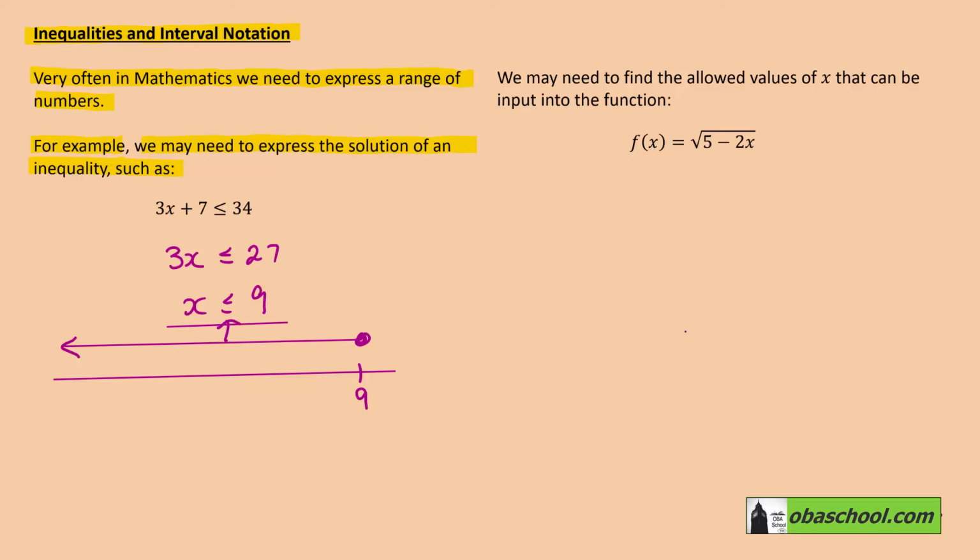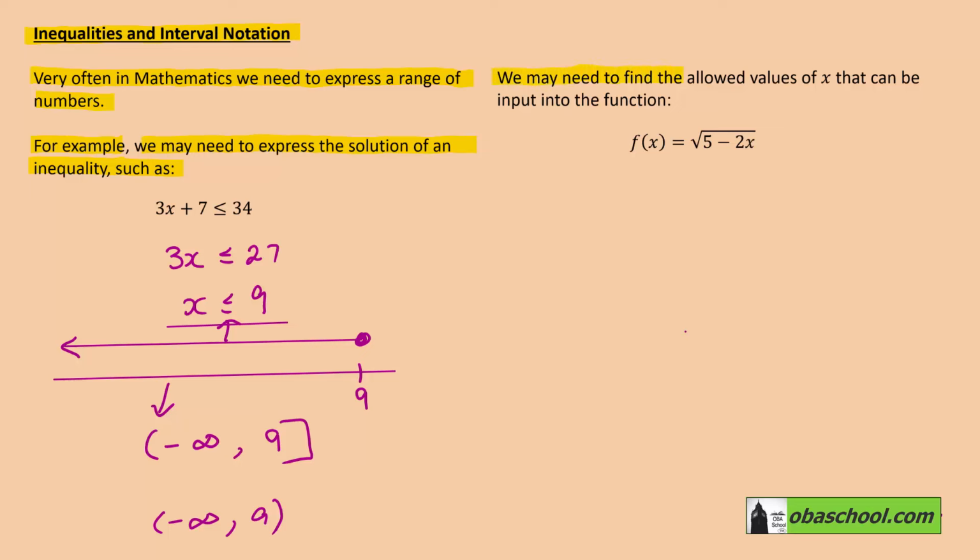We can express that with interval notation as such. We go negative infinity to 9. The 9 needs a square bracket because it's included. Had the 9 not been included, it would have been negative infinity to 9 with a round bracket. We must always have a round bracket on a negative infinity or an infinity because they are not numbers and therefore cannot be included.